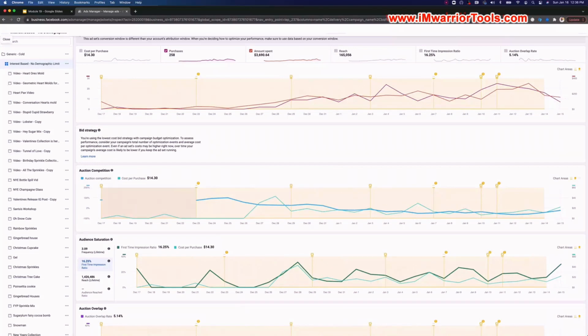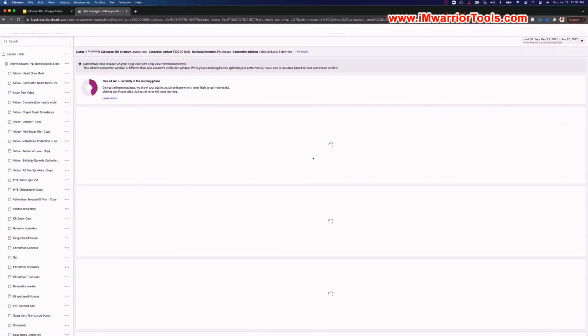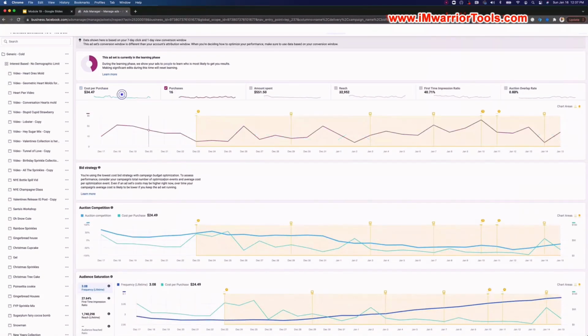All right, so let's look at another one, our lookalike audience, which has more purchases, about 392 purchases, and this has been fairly consistent for a while now. Our amount spent has actually subtly decreased because it looks like we get better performance at a lower amount spent overall, which is really nice.